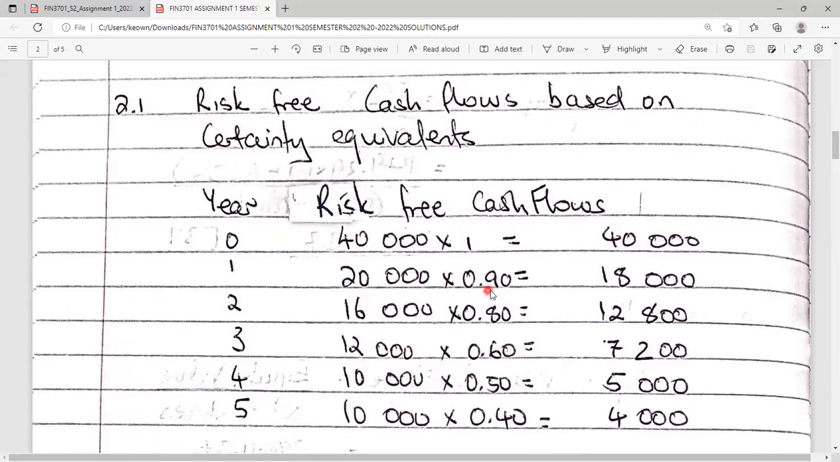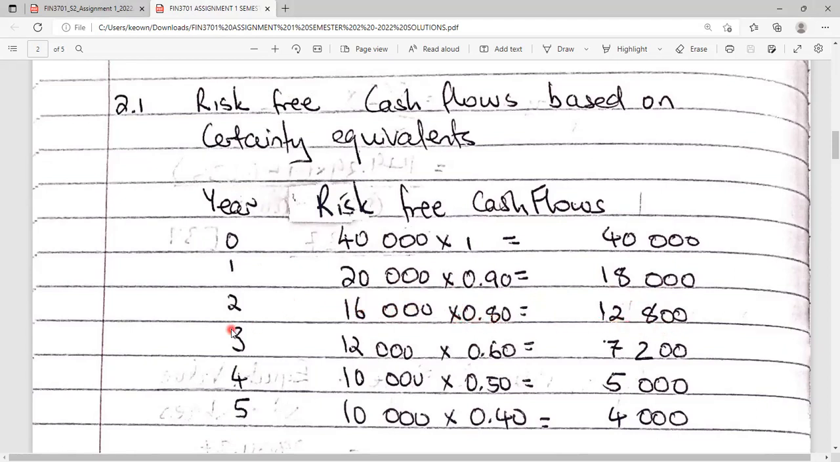But if we're told that the certainty equivalent is 0.9, it means that even though at the end of the first year we expect to get 20,000, we are saying that the value we are certainly going to get is 18,000. So this 18,000 has risk removed away from it, and it's a cash flow we are saying we are certain to get. It's got no risk associated with it. This 16,000 is what we expect to get at the end of the second year, but there's uncertainty around this. So we can multiply this by its certainty equivalent to get 12,800.